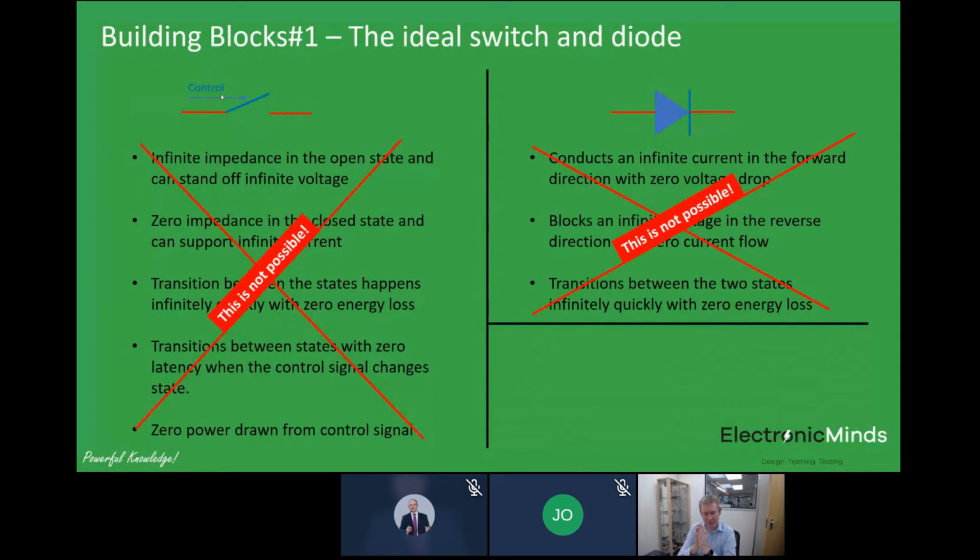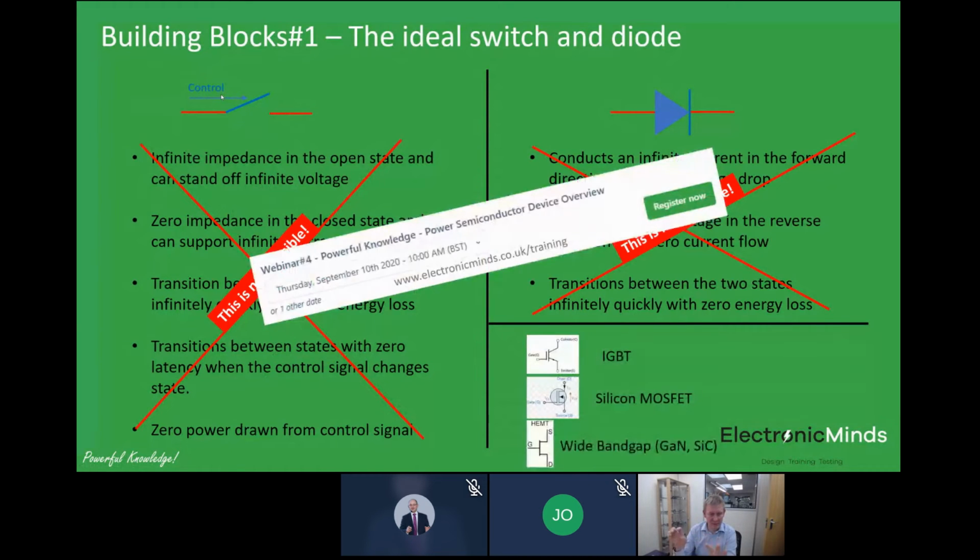So the key thing is to understand how power semiconductor devices that you can actually buy differ from these idealized conditions and these idealized parts, because your job as a power electronics engineer is to understand how to manage those differences in performance and make your converter actually work properly.